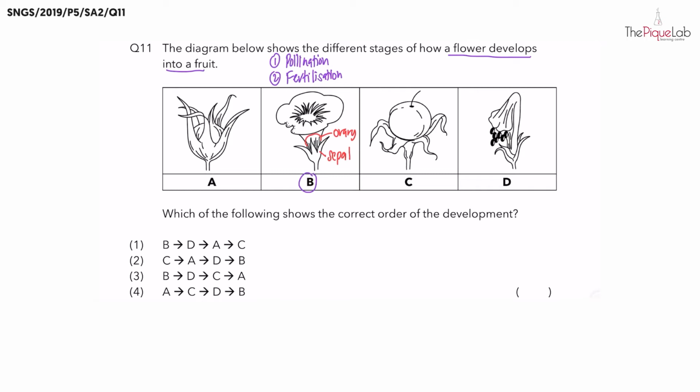Now, after the process of pollination and fertilization, the petals and anthers actually wither and die off. Which picture shows that? We have picture D. I'm going to label the petals and anthers withering.